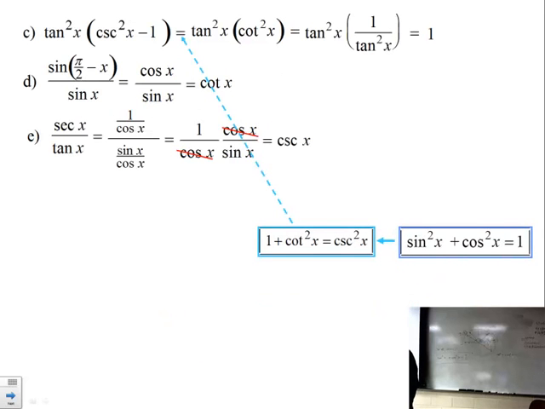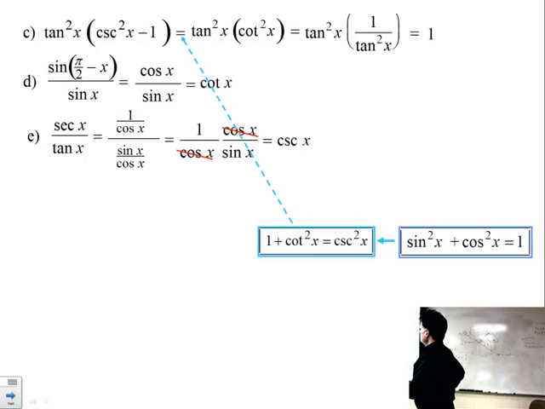Another example, tangent squared x times cosecant squared x minus 1. Well, now we'll use this and turn that into cotangent squared x. And cotangent is 1 over tangent, so the tangent squared, those cancel. Let's try D now.